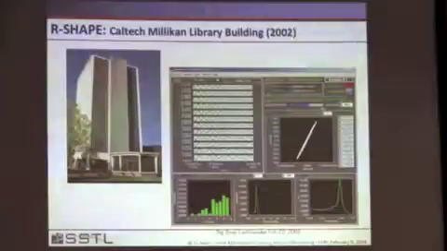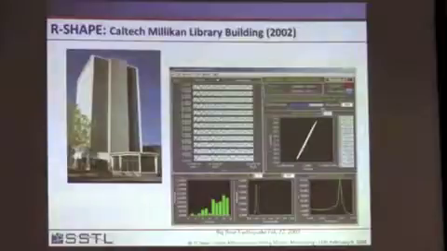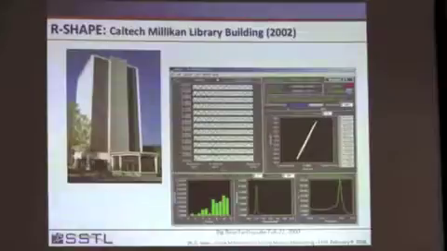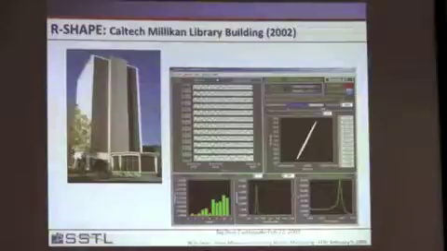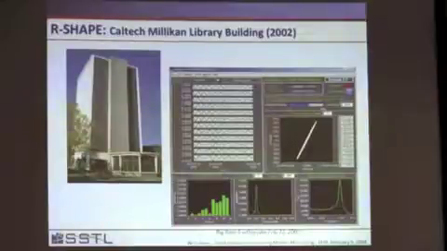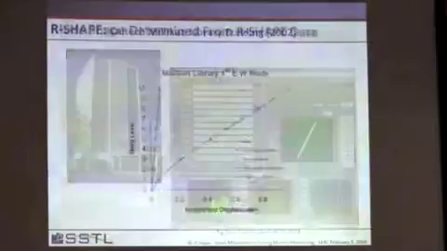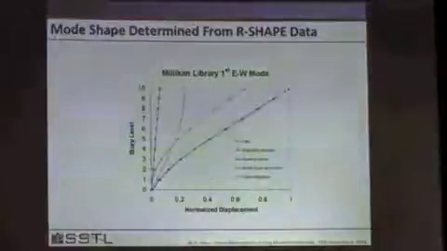This is some results from Bill Iwan at Caltech. The Millikan Library is one of the most studied buildings. They've done system identification since very early on. And this was in 2002. Bill Iwan partnered with Digitexx to develop this computer interface so that online you could see the performance of the Millikan Library. And here are some results for this Millikan Library from the data that was collected by their system.